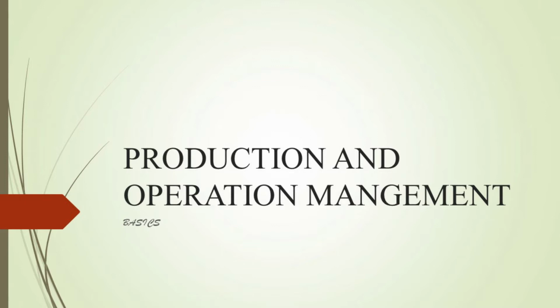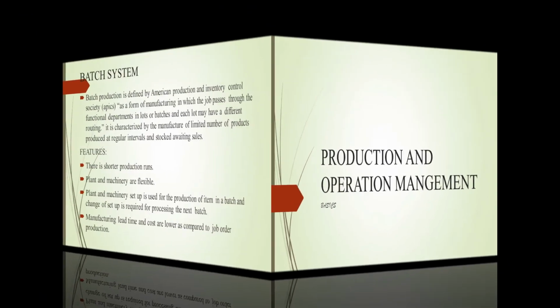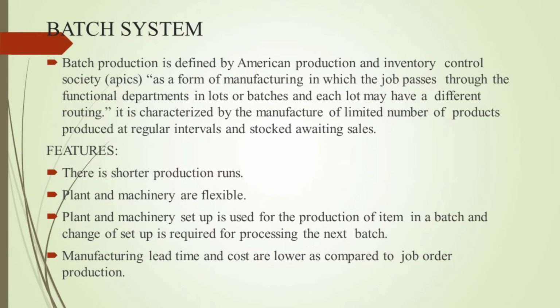Batch production is defined by the American Production and Inventory Control Society as a form of manufacturing in which the job passes through the functional departments in lots or batches, and each lot may have a different routing. It is characterized by the manufacture of a limited number of products produced at regular intervals and stocked awaiting sales. The main features include shorter production runs, flexible plant and machinery, plant and machinery setup is used for the production of items in a batch, and change of setup is required for processing the next batch.